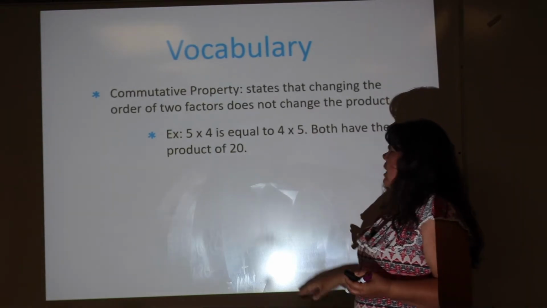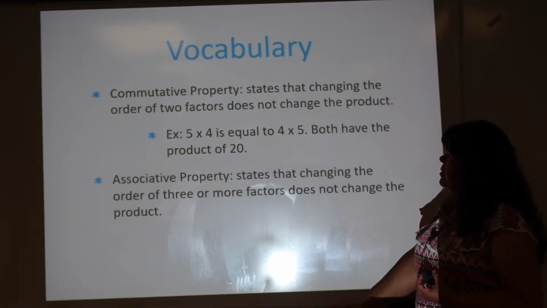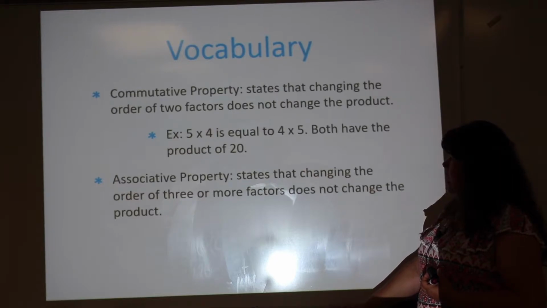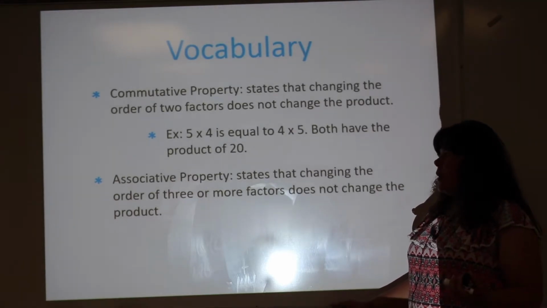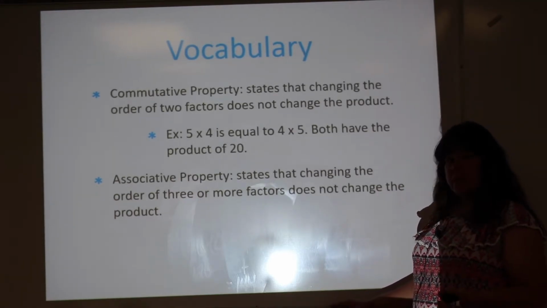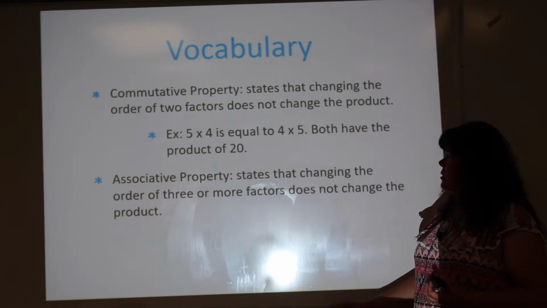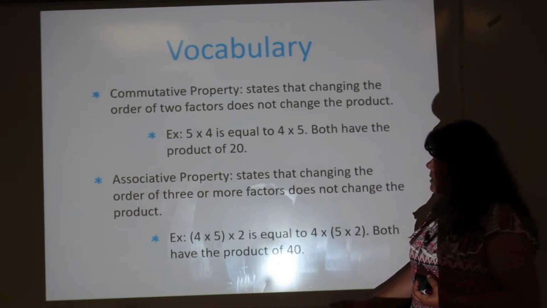It didn't change. So the associative property states that change in the order of 3 or more factors does not change the product as well. It doesn't matter. Now we've got 3 factors, and if we change that order, it's still not going to change the product, which is the answer. So here's an example of that.